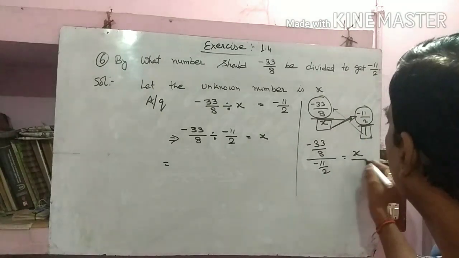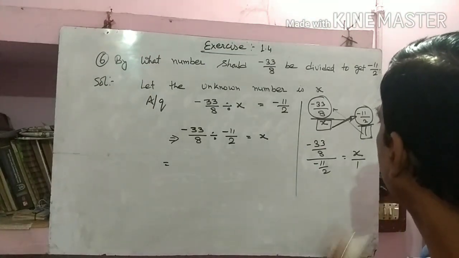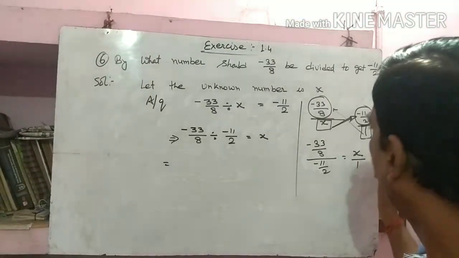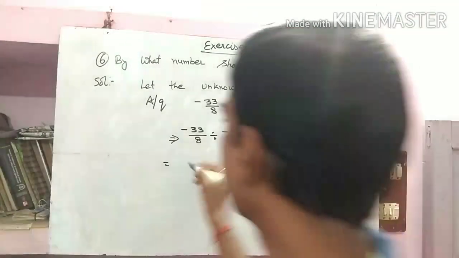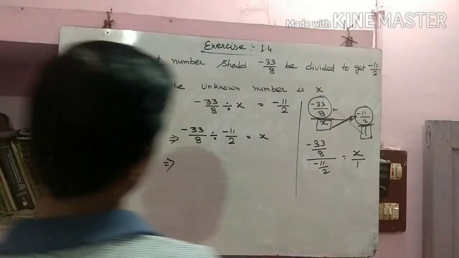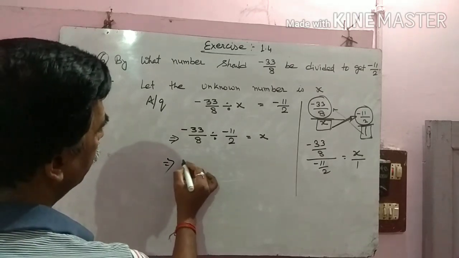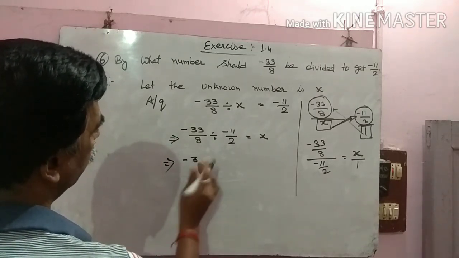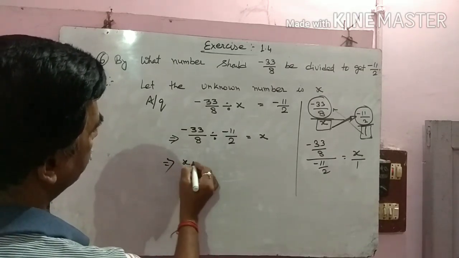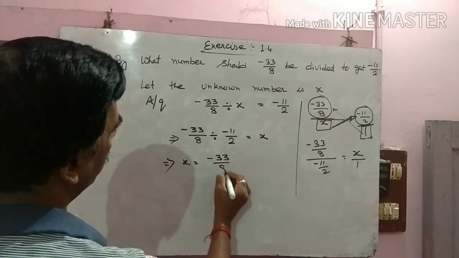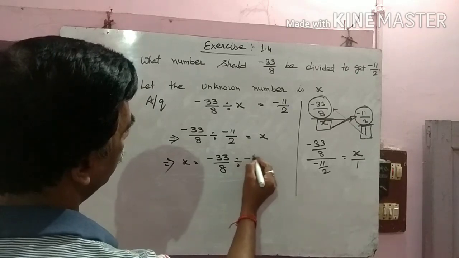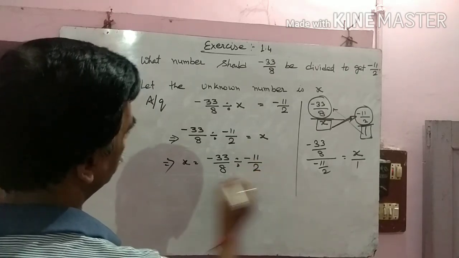So what will we get? Minus x by 1, or x. So that number I have written here. Is it clear? The next one is, then it will become minus 33 by 8 divided by minus 11 by 2, or you can write it like that: x is equal to minus 33 by 8 divided by minus 11 by 2.